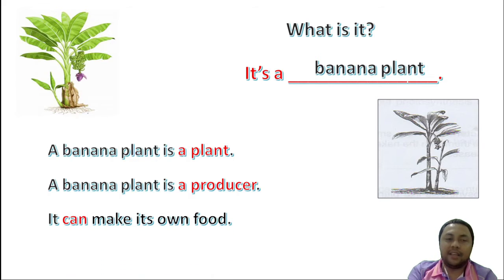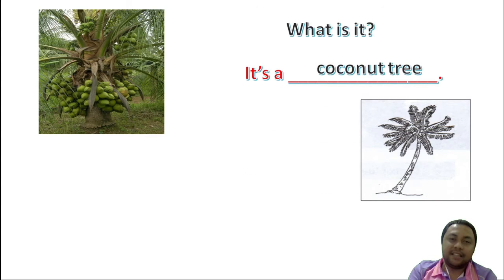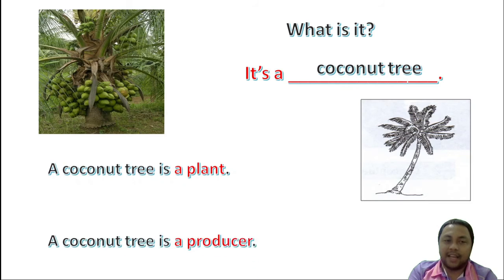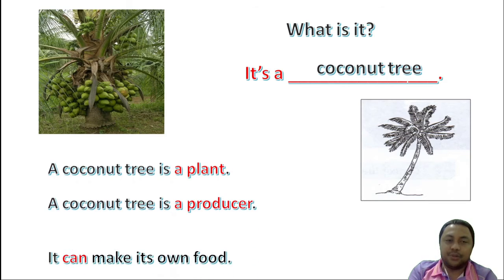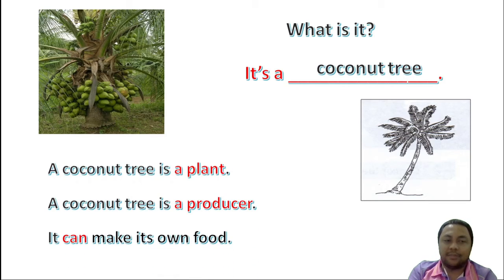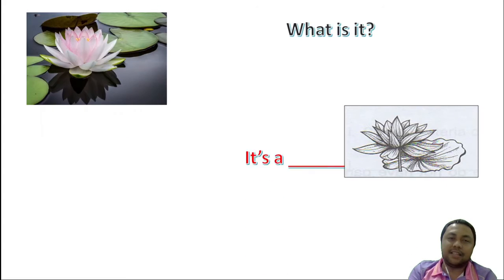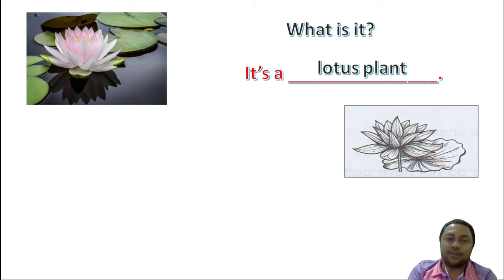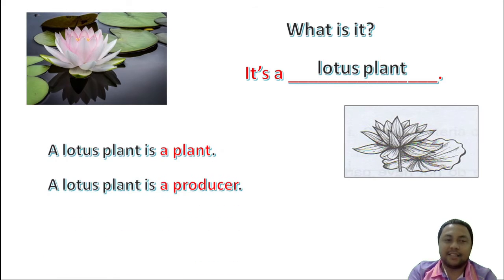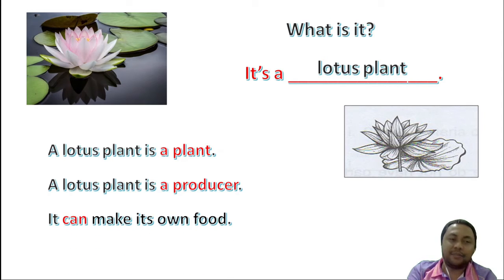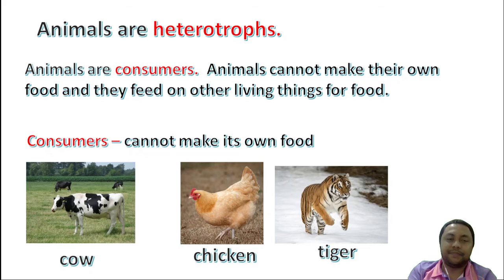It can make its own food. What is it? It's a coconut tree. A coconut tree is a plant. It is a producer, and it can make its own food. What is it? It's a lotus plant. A lotus plant is a plant and a producer, so it can make its own food.